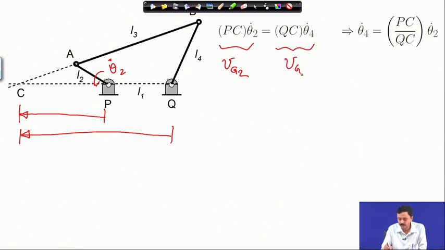So, this is V g 4. Now, this is the condition that must be satisfied at I 2 4. Therefore, theta 4 dot must be equal to P c divided by Q c times theta 2 dot. This is straightforward. Now, we need to determine this P c and Q c. So, how do we do that?